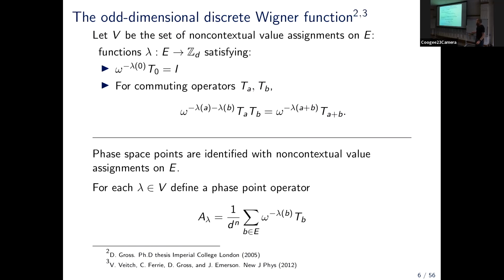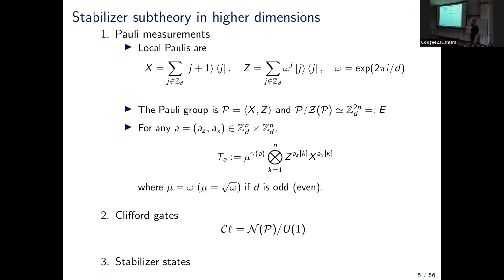One common way of approaching this question in the odd-dimensional case is by looking at the odd-dimensional discrete Wigner function. So I'll spend a few slides going through this definition. When you're talking about odd-dimensional qudits, that's when this d here is odd.